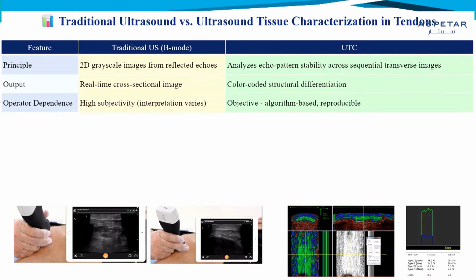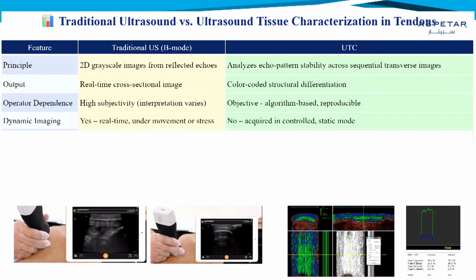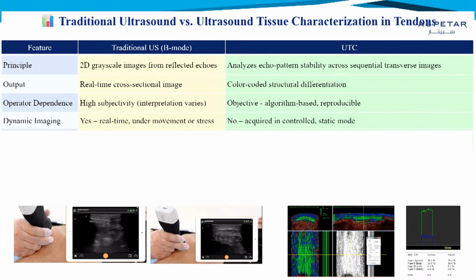The operator dependence is very subjective in the regular ultrasound, because the interpretation between examiners varies a lot, while on the UTC, once you're trained, it's highly objective, algorithm-based and highly reproducible, as you are going to see. Then, in terms of dynamic imaging, of course, the traditional B-mode ultrasound is dynamic. You can contract, you can be active during the acquisition. While for the UTC, I barely ask them, don't laugh, don't talk. It needs to be very steady.